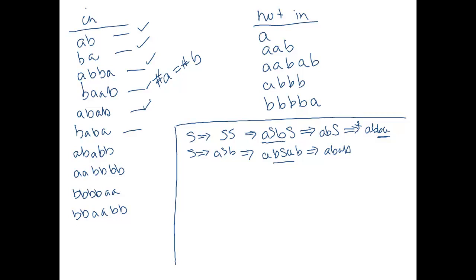And you can see again, if I use the rules in a different order, did the same type of derivation, but used the other, just use the rules in the different order, I would get this string as well.